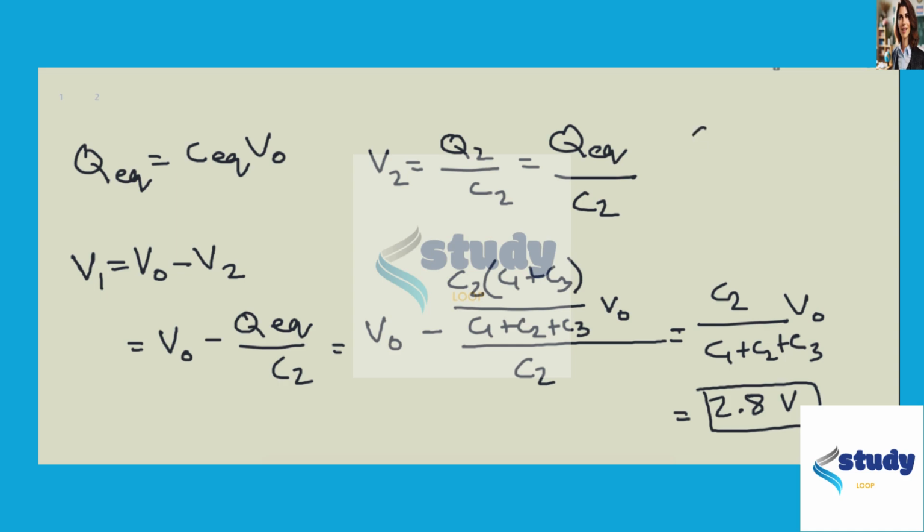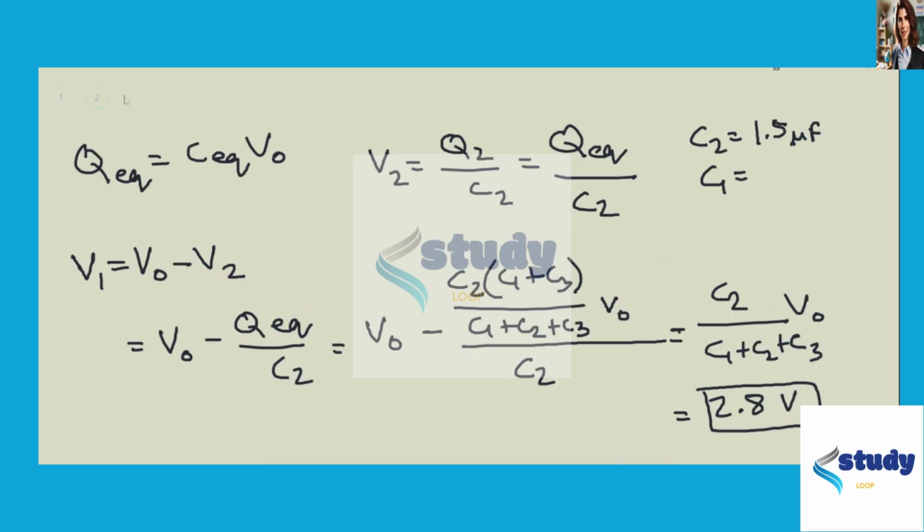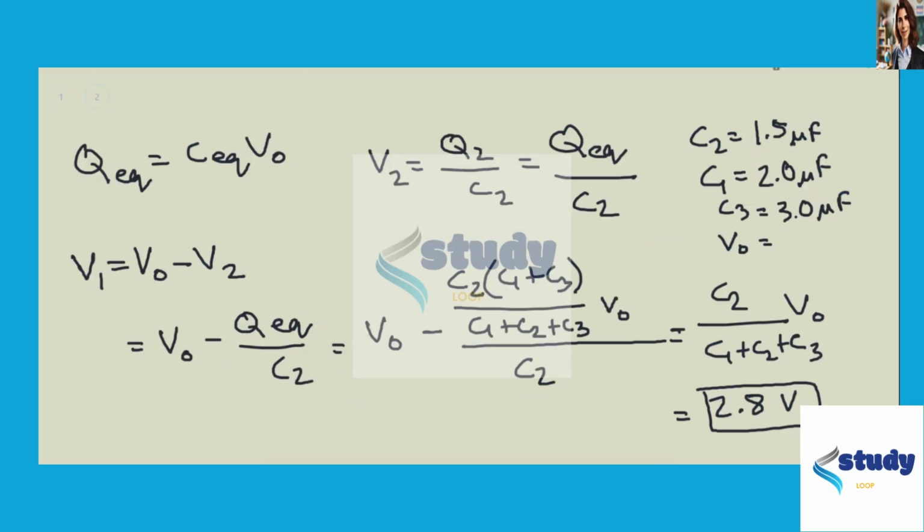Just to be clear, in our case C2 is 1.5 microfarad, C1 is 2 microfarad, and C3 is 3 microfarad, and V naught in our case is 12 volts.